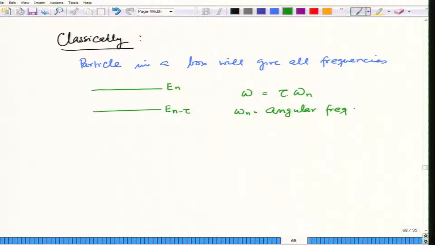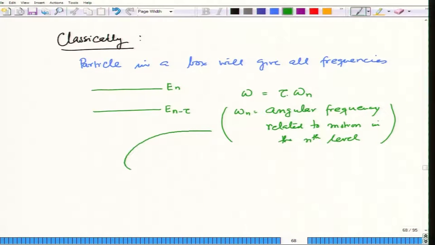So, classically, this frequency omega n, or the angular frequency connected with the motion in the nth level, will be the frequency of radiation.